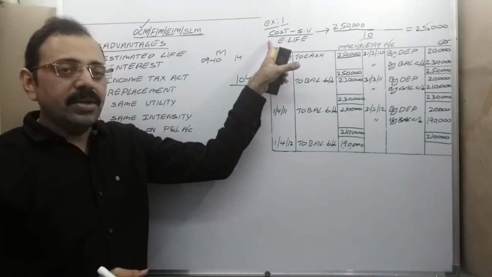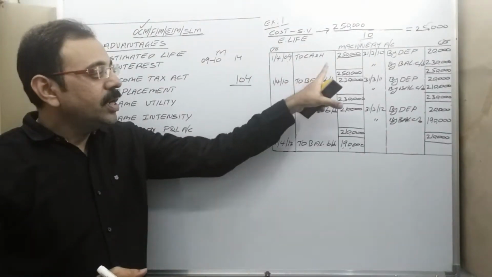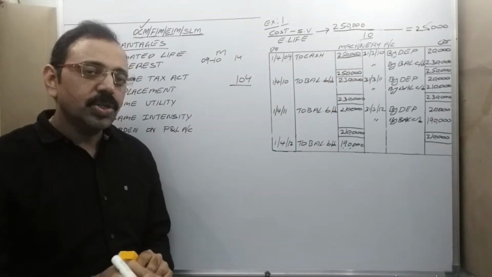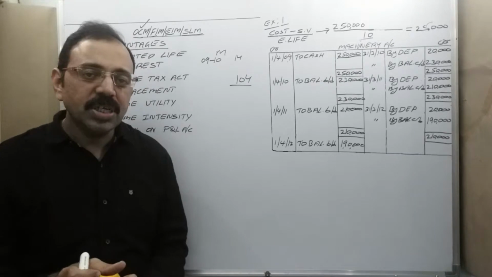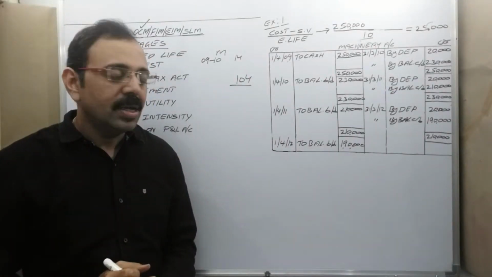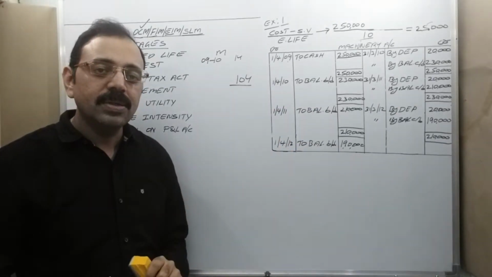In example 1, we provided depreciation on machinery under the fixed installment method only. Just now you are telling that on machinery we should not calculate depreciation under the fixed installment method. Then why did we do the problem like this?